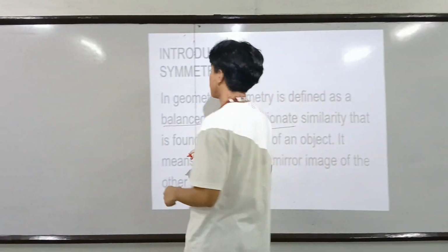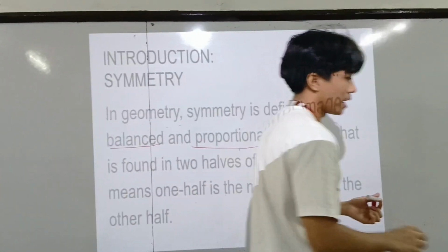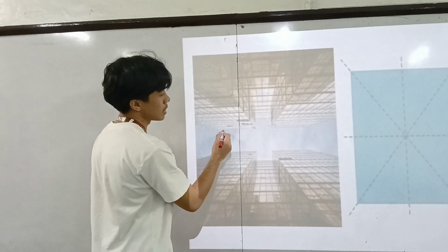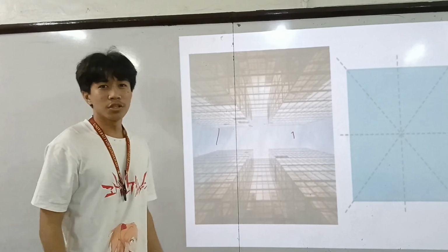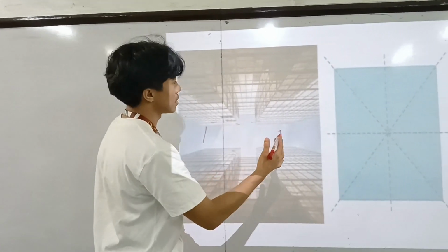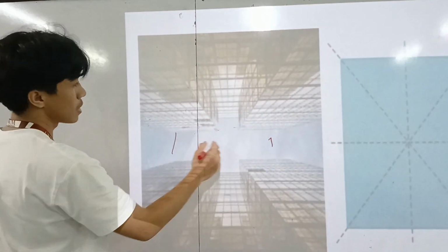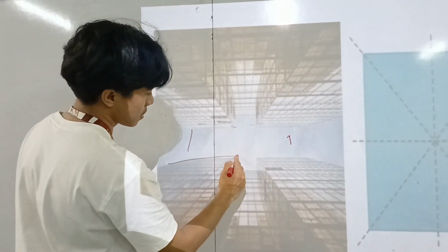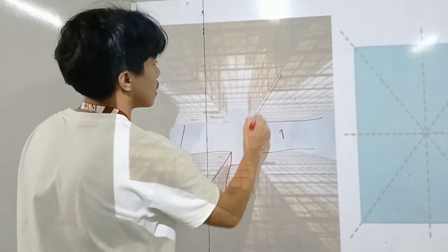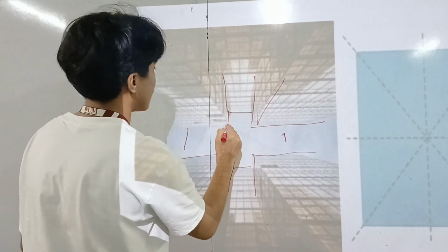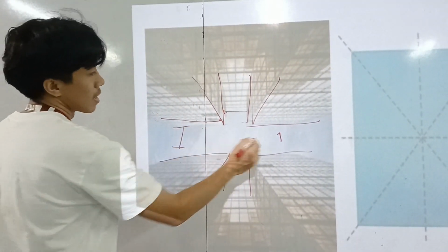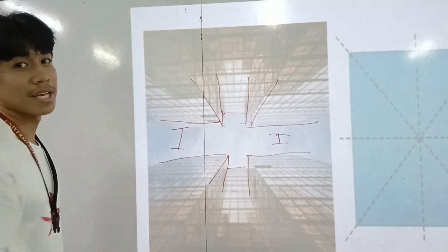So for example, we have two buildings facing each other. How do we call it symmetry? Simple. We know that symmetry is like a mirror shape. So same here, we have this side. This one, you can call it symmetry because they have mirror-like sides.